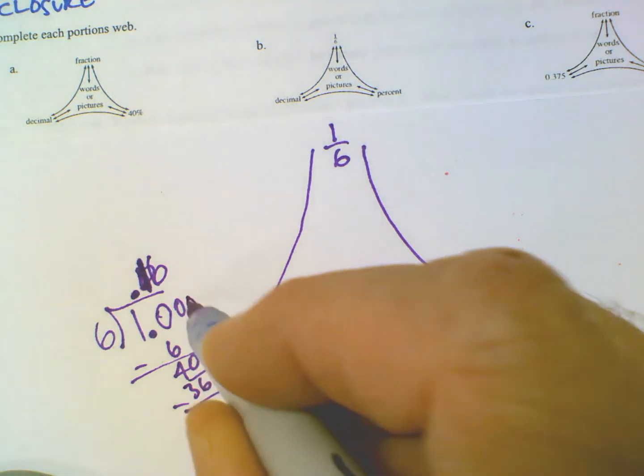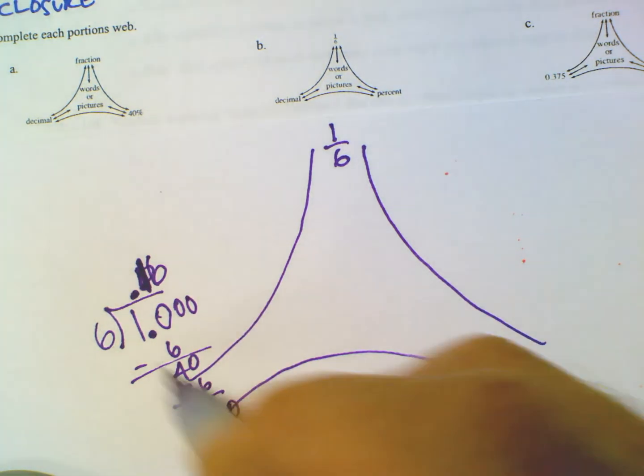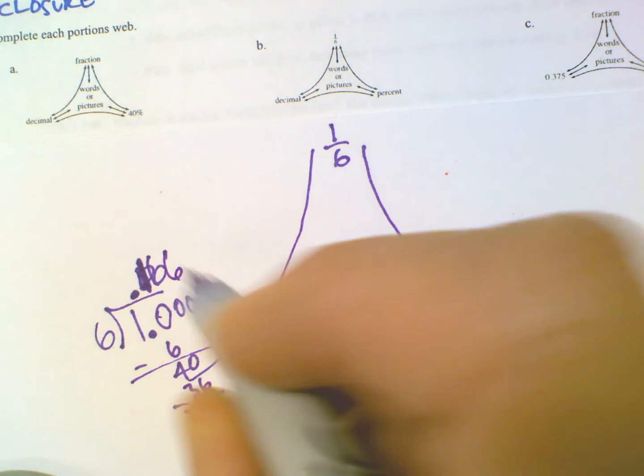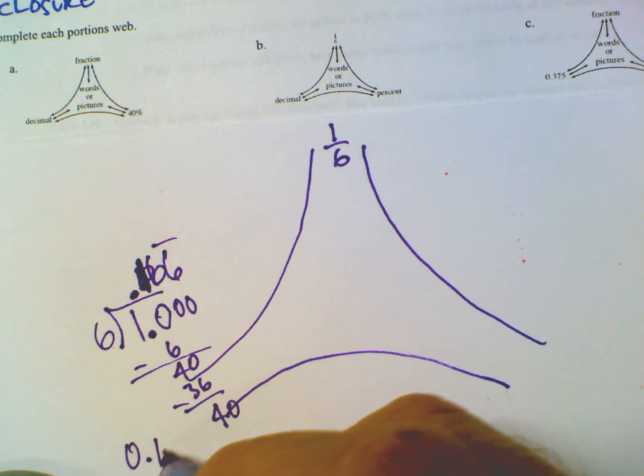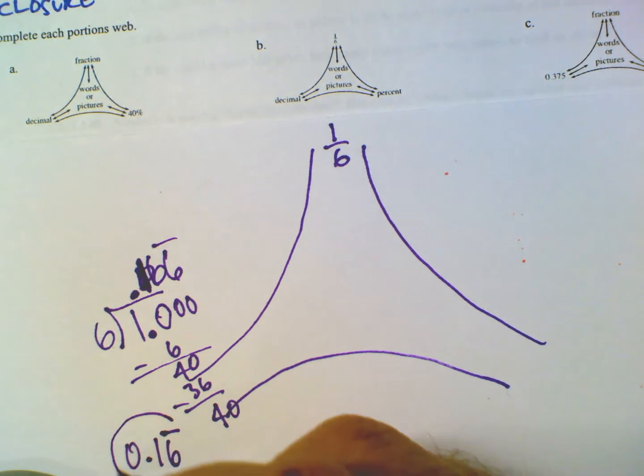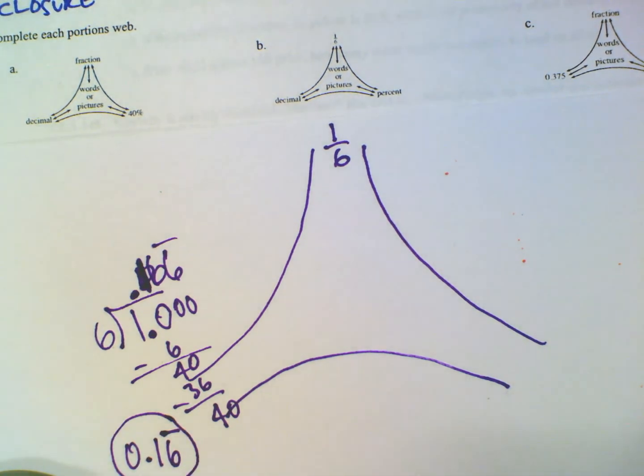Oh, I see a pattern here. Bring down another 0. What's going to happen is I'm going to keep getting 6. So 6 repeating. So my decimal in this case is 0.16 and the repeating 6. So that's the decimal. Okay.